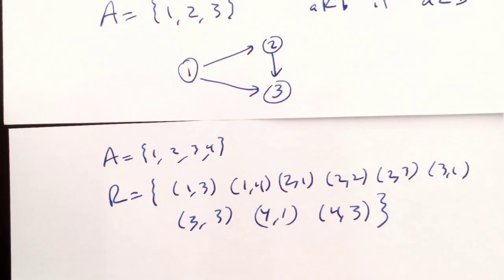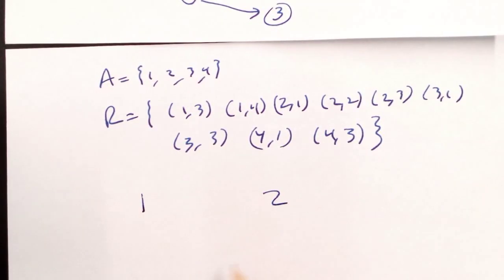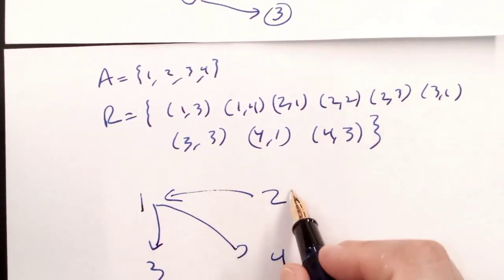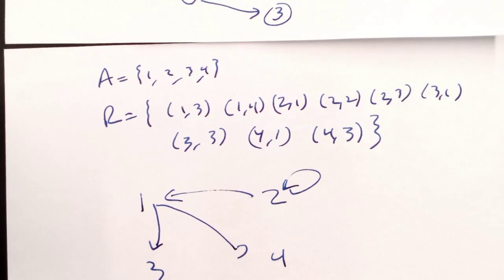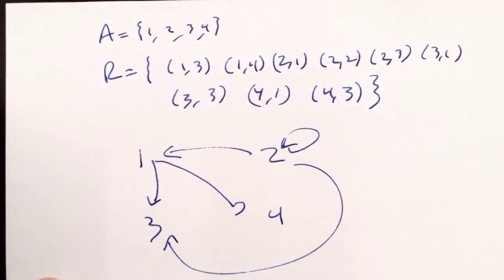I draw an arrow from 2 to itself. 1 goes to 3, 1 goes to 4, 2 goes to 1, 2 goes to 2. 2 goes to 3. I drew that so I wouldn't have to draw one arrow over another, but you don't have to do that. You can cross them up. I don't care. I'm just being a pain in the ass here.